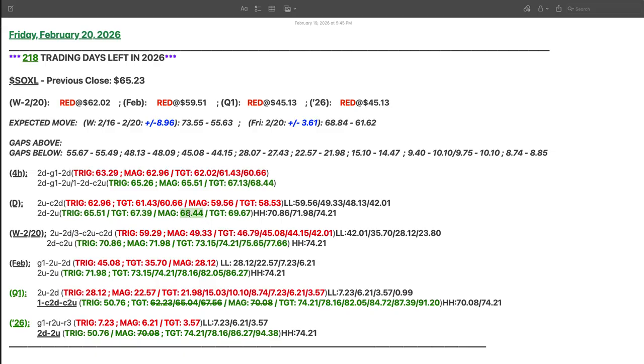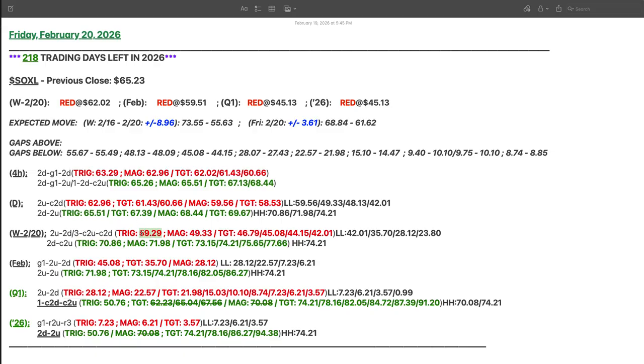But at the same time, if we do reach the magnitude of that 2 down 2 up with some momentum and continue to the upside, we've got the extended target of 69.67 out there for you. All right, on the week, we're still inside, more towards the upper half or upper third of the previous week's price action, definitely in the upper half. But still, 59.29 isn't too far for SOXL to go. So even if we were to just barely trigger it, there's quite a possibility for SOXL.